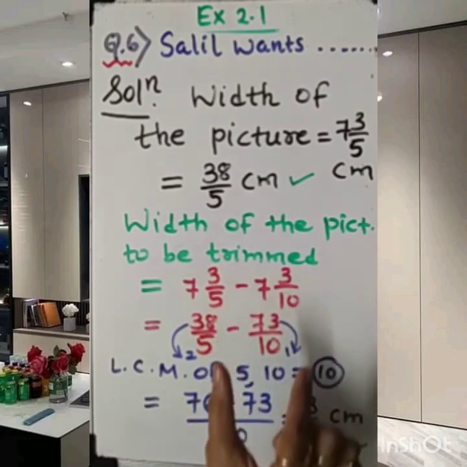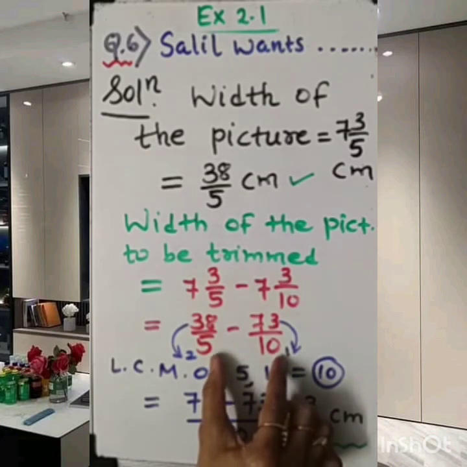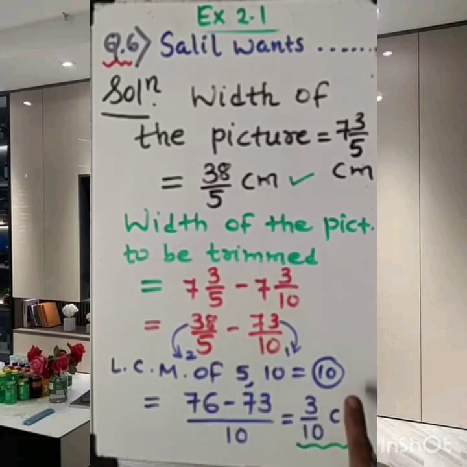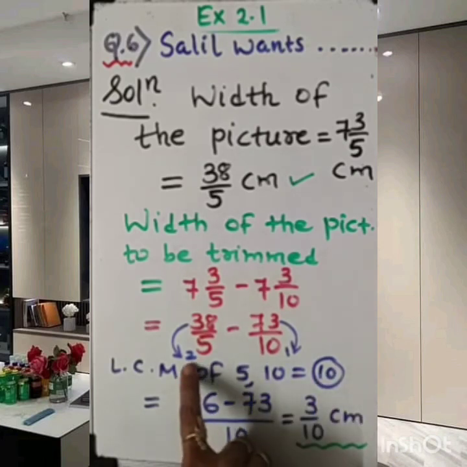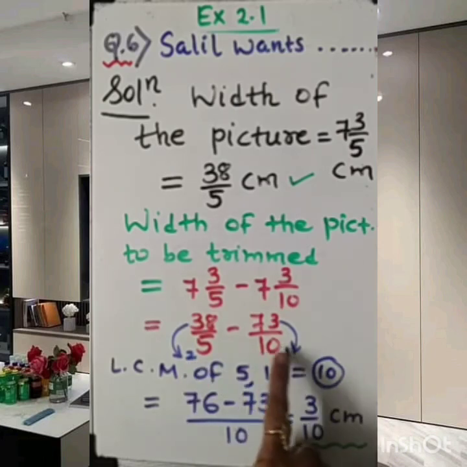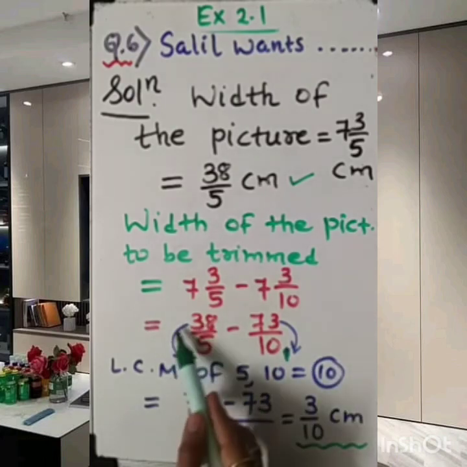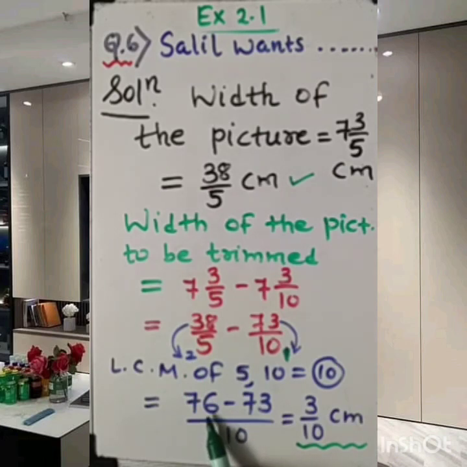So first I am converting both of these numbers into fractional form, that is, improper fractions. Then I have taken the LCM of 5 and 10. LCM of 5 and 10 is 10. So I need to multiply this 5 with 2, 5 times 2 is 10. And here 10 with 1, because 10 times 1 is 10. With the same number I am multiplying the numerators: 38 into 2 is 76, 73 times 1 is 73. 76 minus 73, that is 3/10 centimeter. This is the solution.